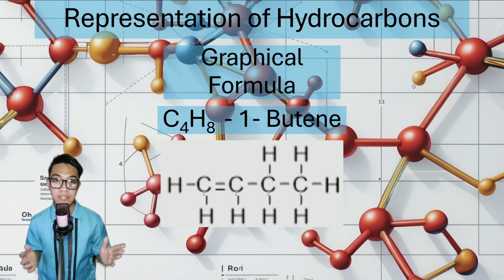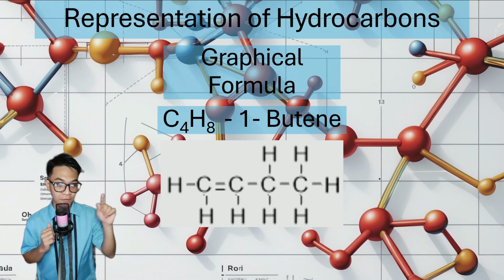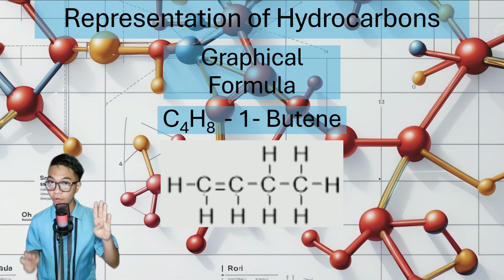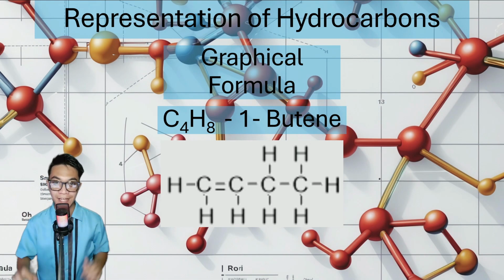That's why we name it 1-butene. And if you count them one by one, we have 4 carbons and a total of 8 hydrogens.